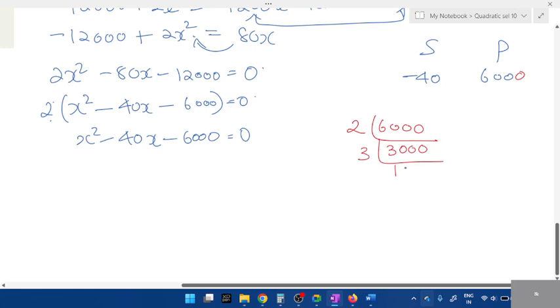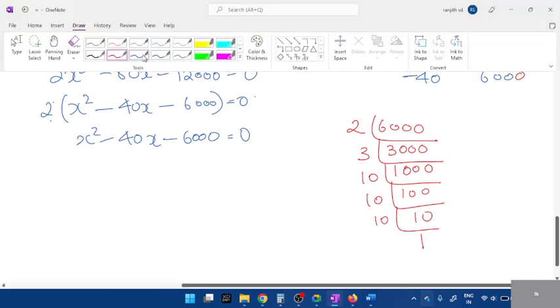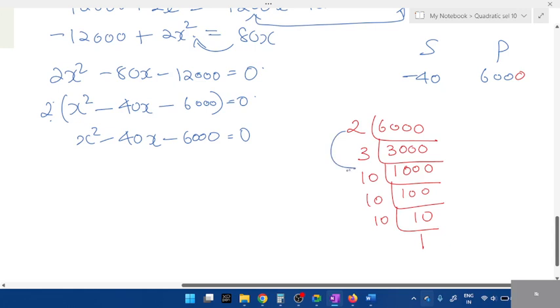3 into 1000. So directly you can, stop taking 2. Take 10. Directly you can take 10. 10 into, if you divide, what do you get? 100. Next, 10 into 10. And then 1. 10 into 1 is 10. Now, anyways, you multiply all this, students. See, you multiply, you'll definitely get 6000. That one doesn't have any issues with multiplication.